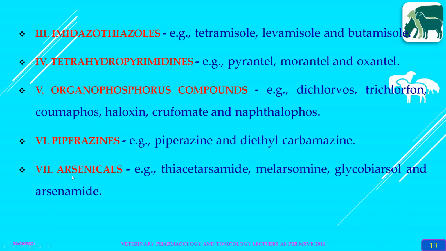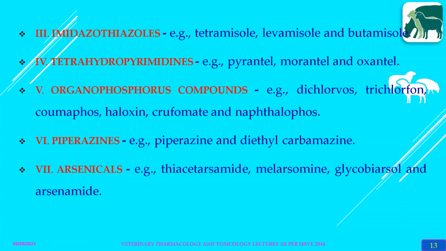Whereas the sixth category is the arsenicals. The examples are thiacetarsamide, melarsomine, glycobiarsol, and arsenamide. So these are also one of the ancient anthelmintic drugs. Because of their higher range of toxicity, they are not so commonly used. Also, a few of the other characteristics of these drugs are that they are toxic in nature, and the modern agents are less toxic. Hence, these agents are nowadays seldom used.